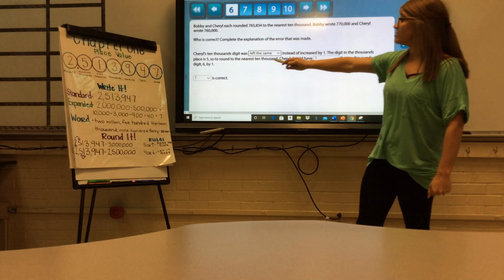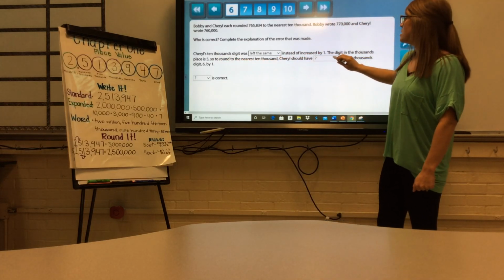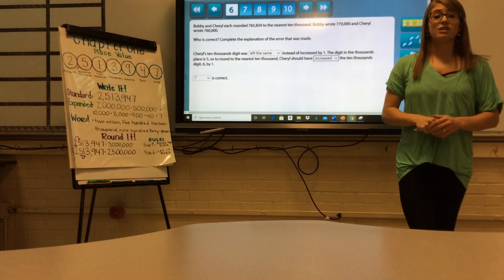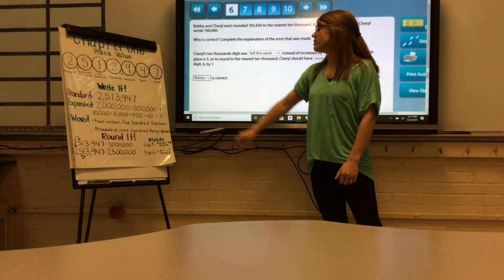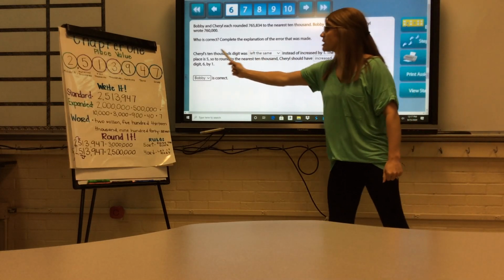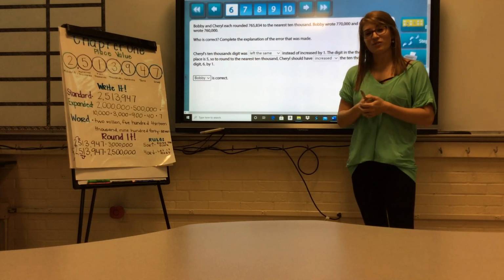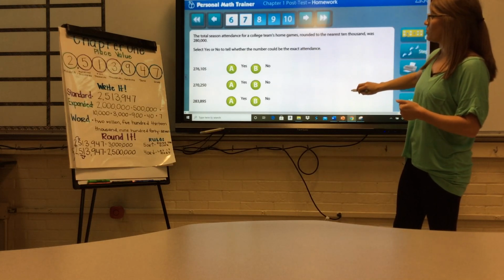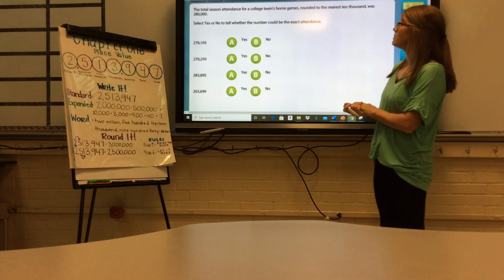The digit in the thousands place is a 5, so to round to the nearest 10,000 place, Cheryl should have increased the 10,000s digit 6 by 1, which means that Bobby was correct. If you get tripped up on this question, you can read this explanation right here, and it almost tells you the steps on what to take in case you forget. All right, guys, we're doing a great job. Let's keep on going.